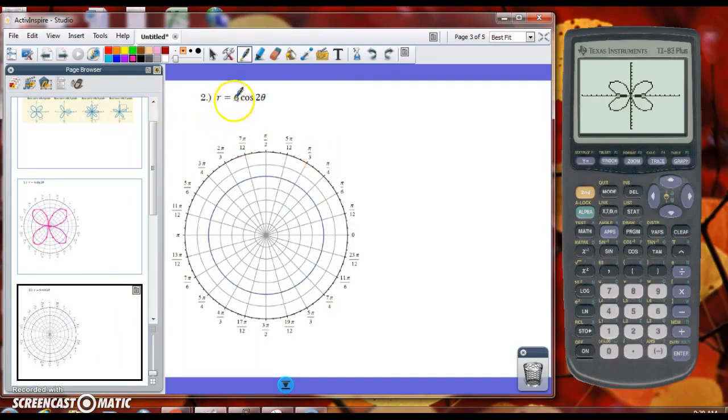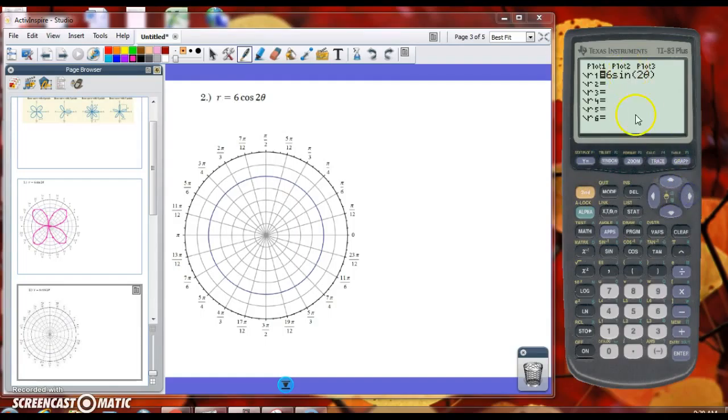This time we're going to do cosine. So if I go back to y equals, all I have to do is change that to cosine. I kept the other numbers the same just so you can see the difference between the sine and the cosine curve. Okay, if you hit graph, you'll see what it looks like. Still 4 petals. Remember we said cosine was symmetrical about the polar axis, and it may or may not be symmetrical about the line theta equals pi over 2, which in this case it is.